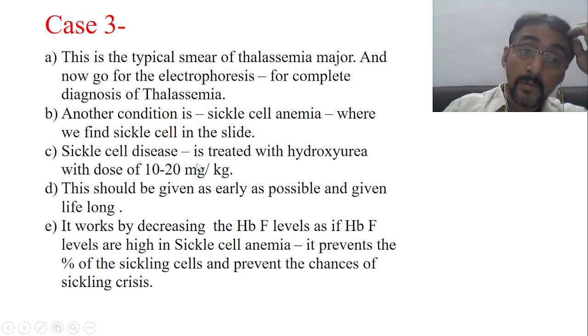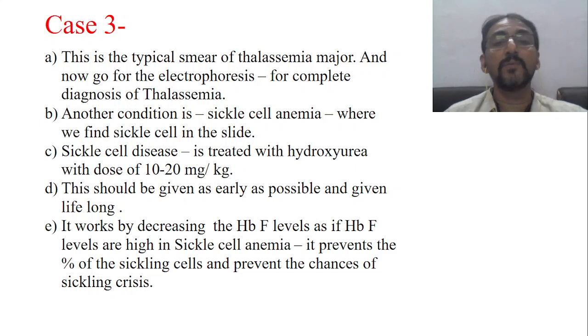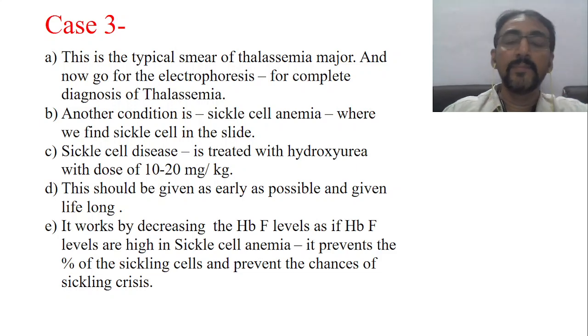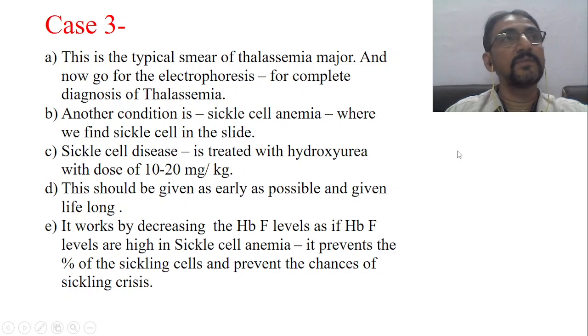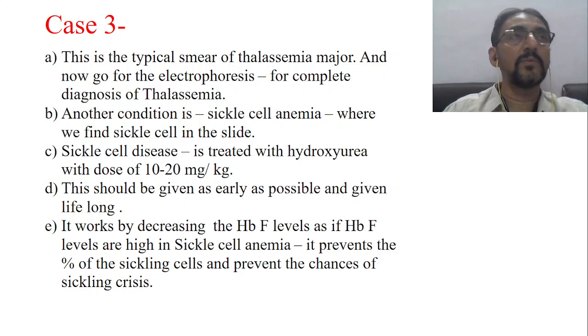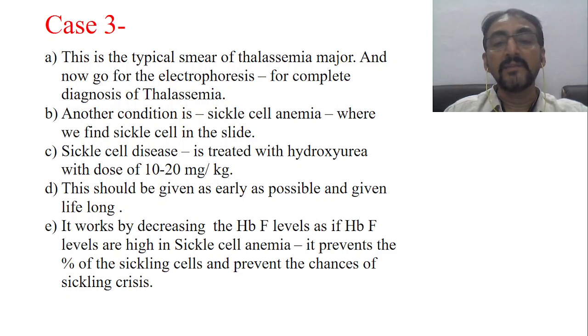Now, in case of sickle cell disease, usually we will go for one drug that is called hydroxyurea. If the patient is suffering from sickle cell disease, usually we will give a drug called hydroxyurea in the dose of 10 to 20 milligram per kg. It should be given as early as possible and given lifelong. It works by decreasing the hemoglobin F levels, as HbF levels are high in sickle cell anemia.